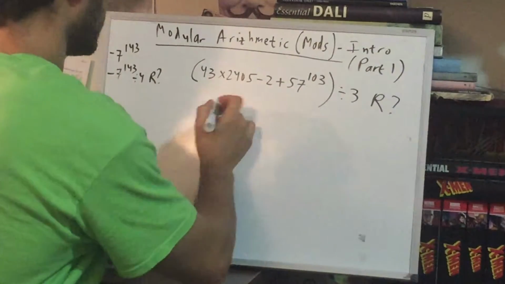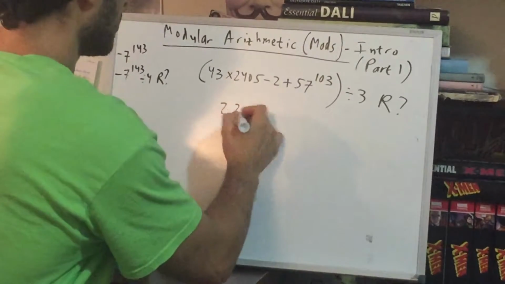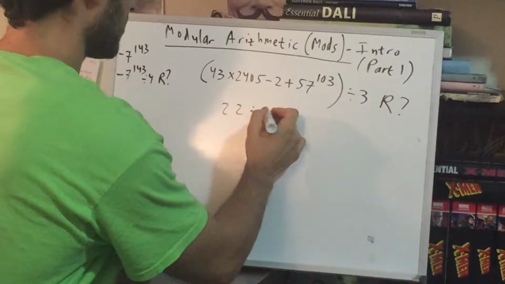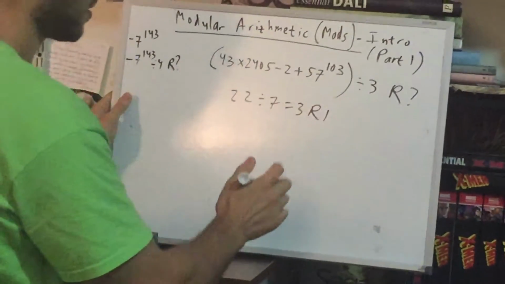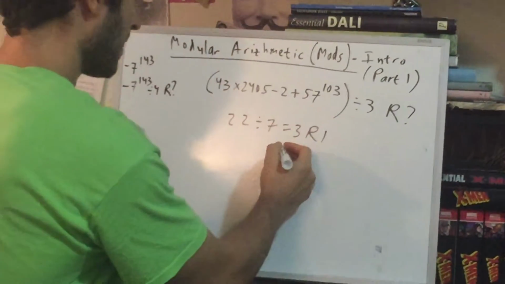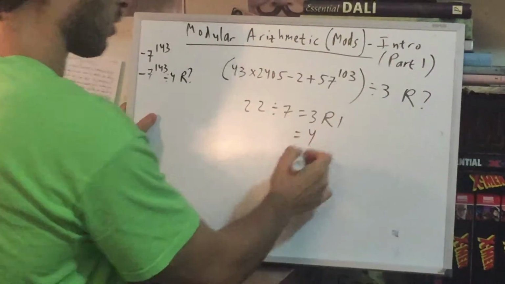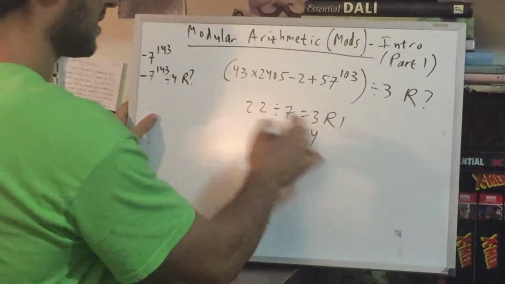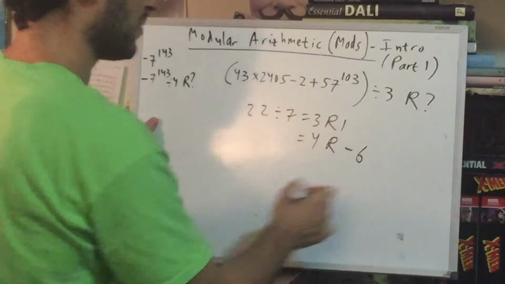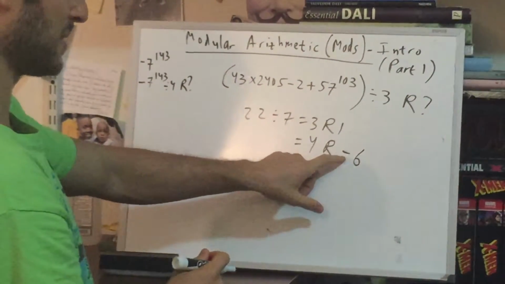So let's say we're doing 22 divided by 7. Well, that would be 3 remainder 1. That's the way we're taught traditionally. But we could say it's 4. What is that? 7 times 4 is 28, but we overshot it, so it's actually a remainder of negative 6. So that's how you can get a negative remainder.